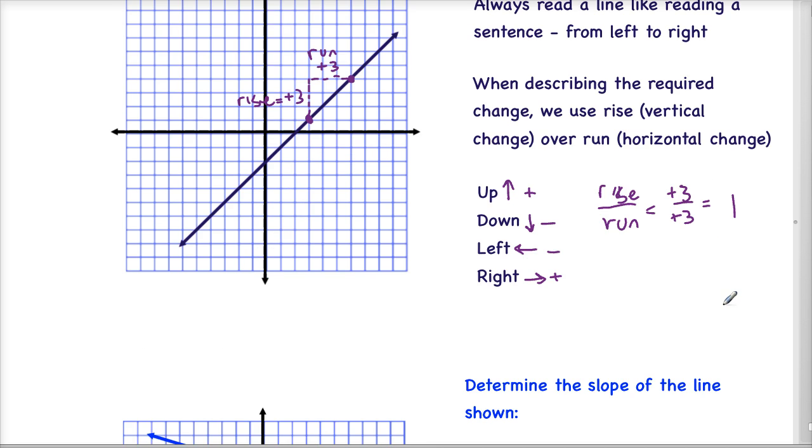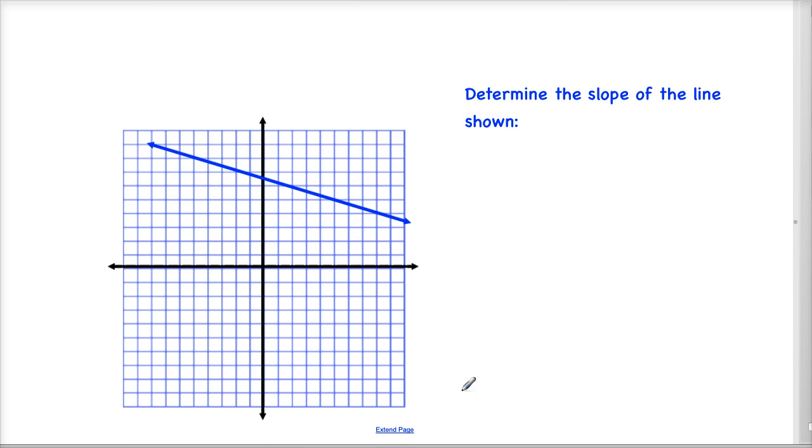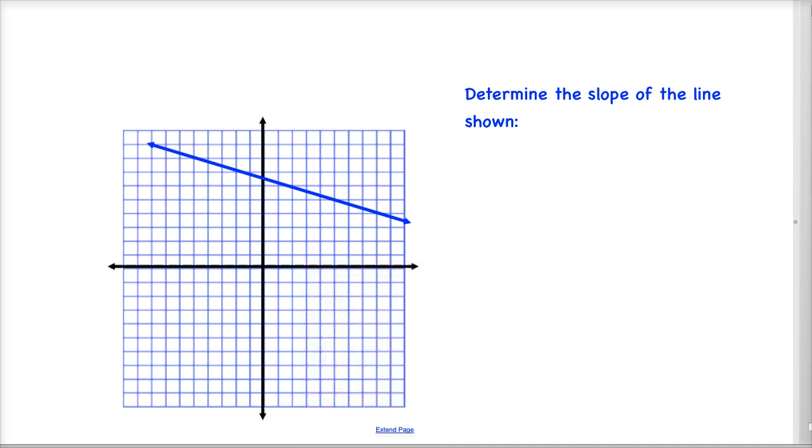Okay, so try to copy this blue line down in your notes, and I want you to try to determine the slope of that on your own. You can pause the video here and see if you can determine the slope, and then we'll come back and answer it together.